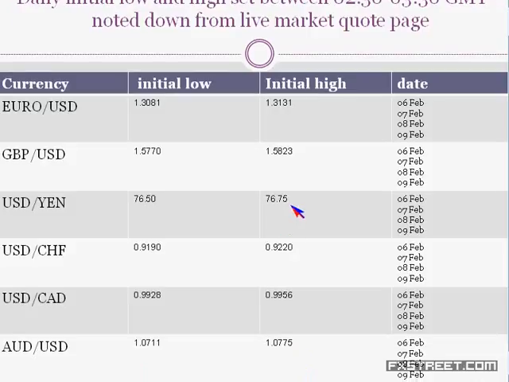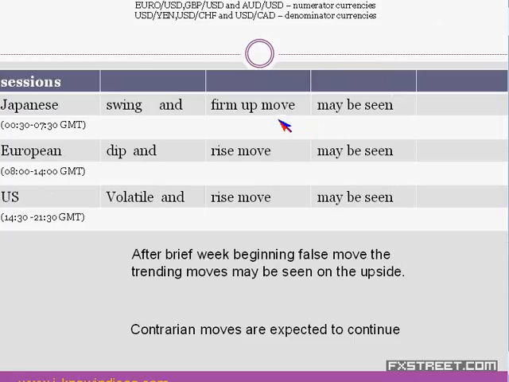So yen is expected to go up again, followed by the denominator currencies, which could gain, like the Canadian dollar and CHF, USD CHF. Later on, the Euro and GBP are expected to firm up to the high, make a dip and then gain the levels during the mid-European and late European sessions. In the US session, there could be a little bit of volatile move to create uncertainty, and then they are expected to gain again.